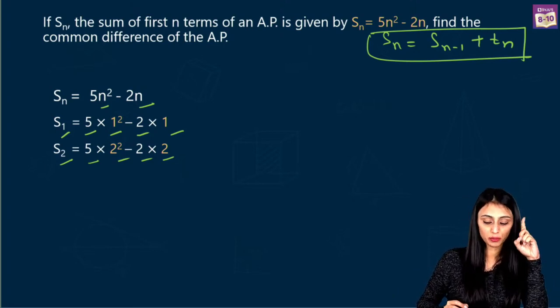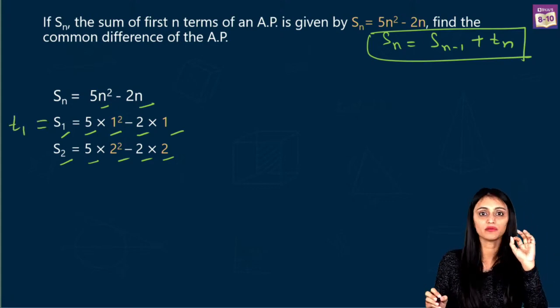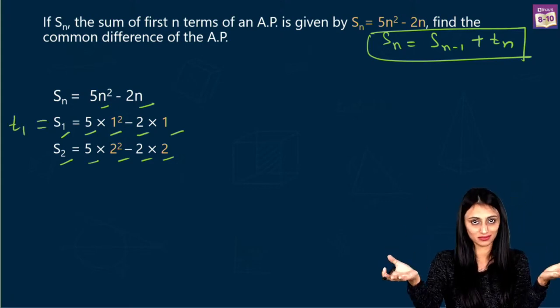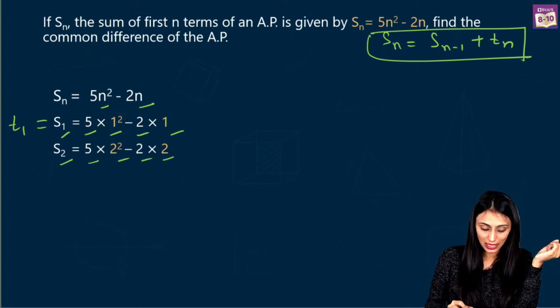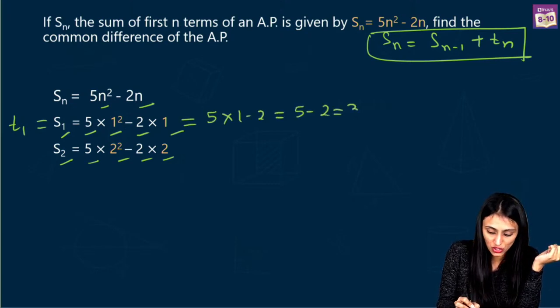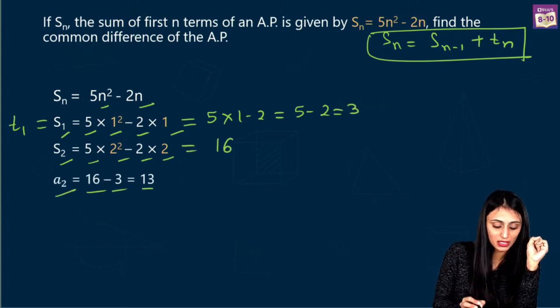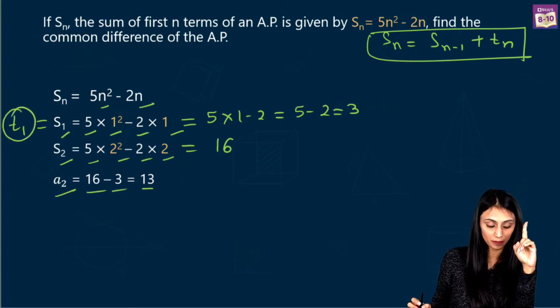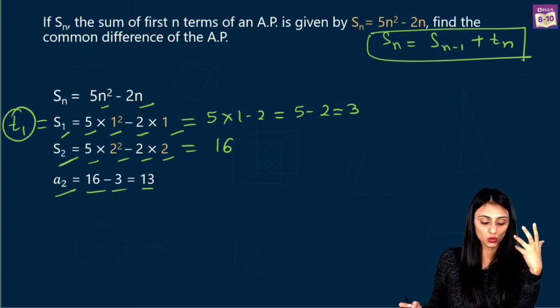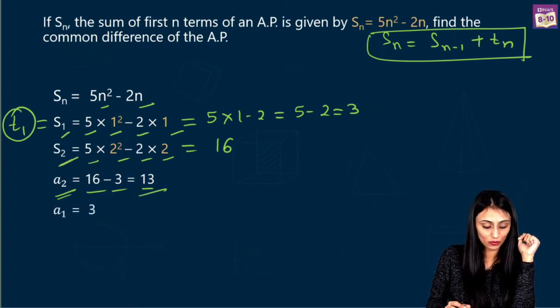So you can put 1 over here to get the first term, because you cannot have the sum of first term, it's just a term number. So from here we have our first term. That's basically 5 times 1 minus 2, which is 5 minus 2, which is 3. And this is going to be 16. So from here we can get A2. A2 would be 16 minus 3, because this is my first term and this is the sum of first two terms. From here you can get the second term. That's 16 minus 3, which is going to be 13.